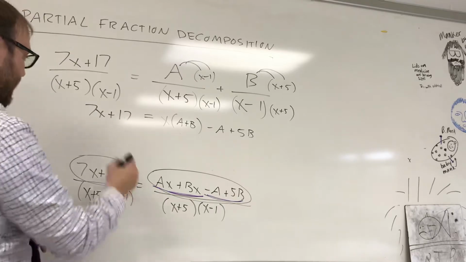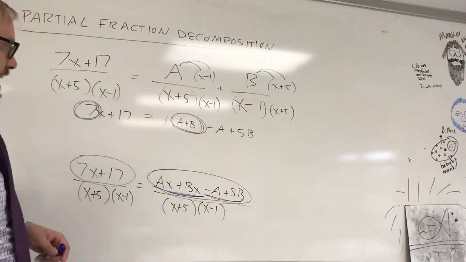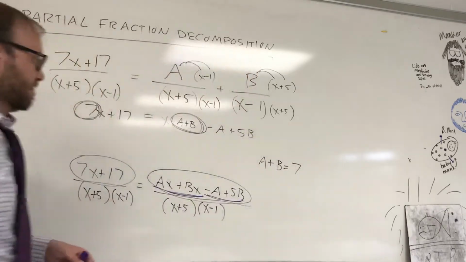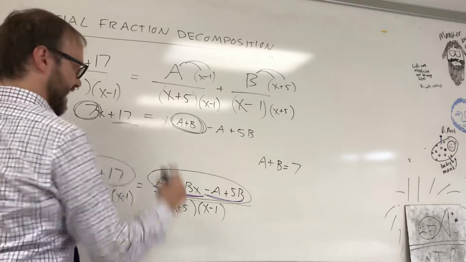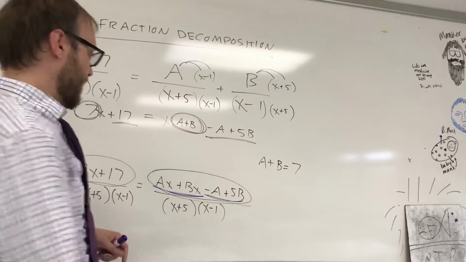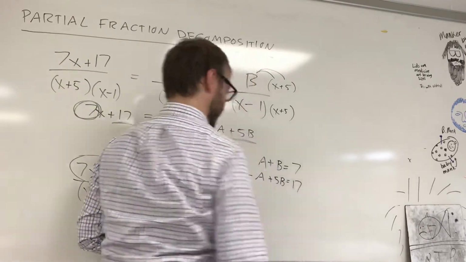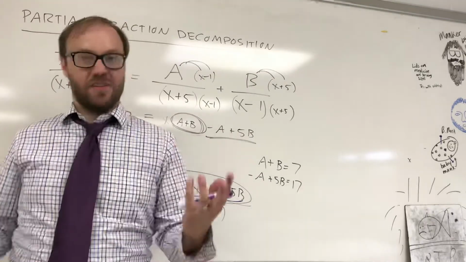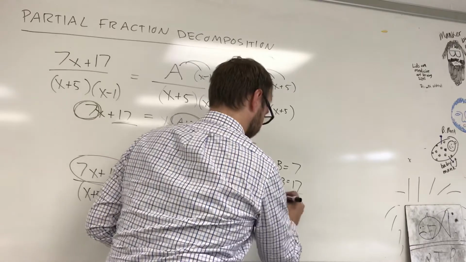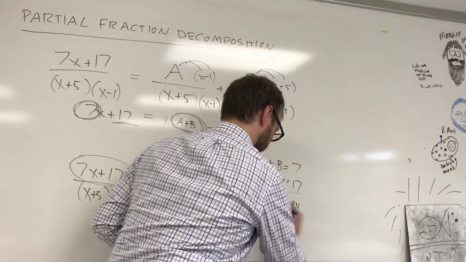The point here is, I've got a 7 paired with the x here, I've got an a plus b paired with the x there. That tells me a plus b has to equal 7. Okay? Meanwhile, 17 needs to work out to give me the constant value over here. So negative a plus 5b needs to give me 17. And so yes, we will get a little system. This one's really nice. If you add these two, the a's cancel, you get 6b is equal to 24. That tells me b is going to be equal to 4, okay?